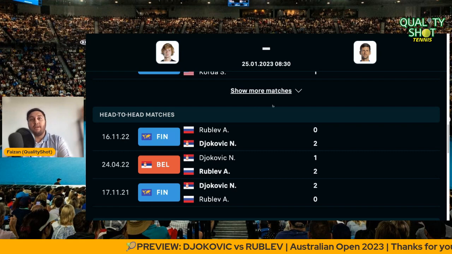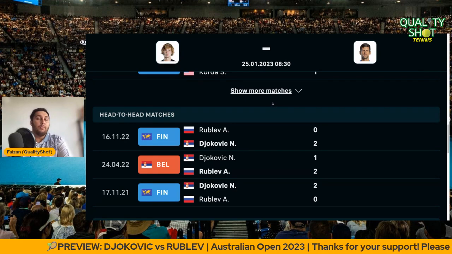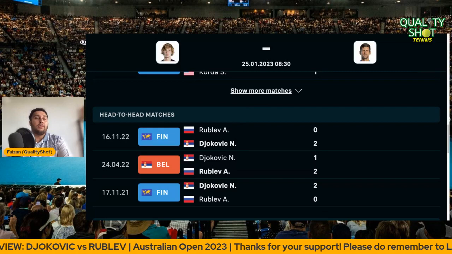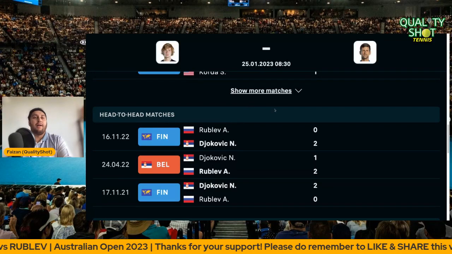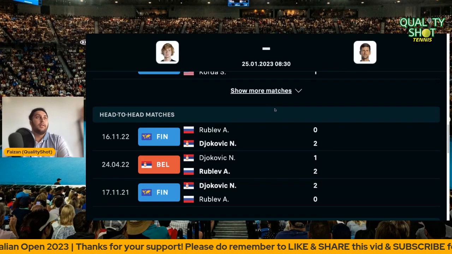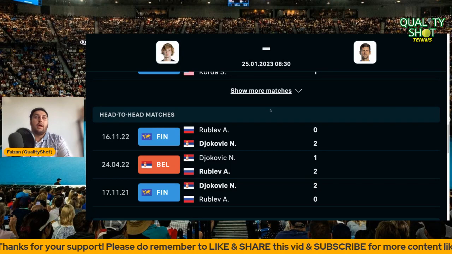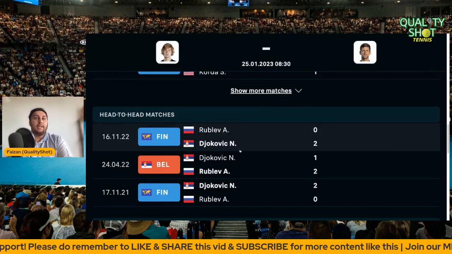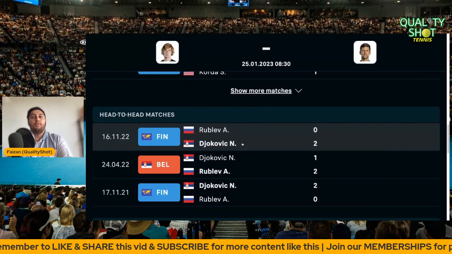How much damage that might do to him in the medium to long term, I don't know. But at the moment, he says he's feeling good. So I don't expect him to have any more issues with the hamstring until after the tournament's over. So he beat Rublev in straight sets, as you can see here in the ATP Tour Finals in 2022.